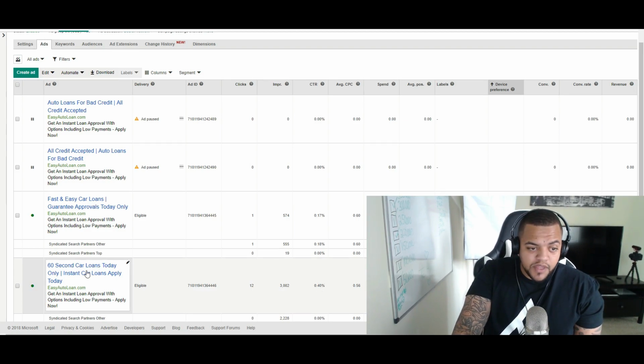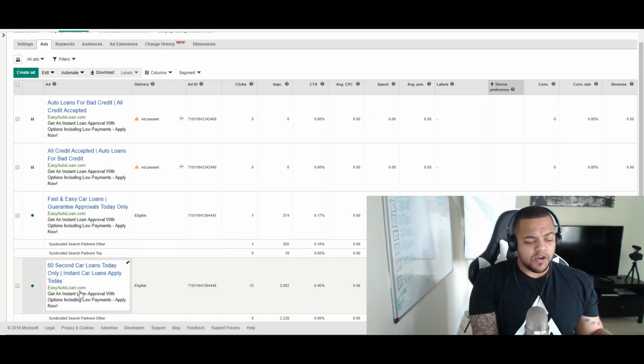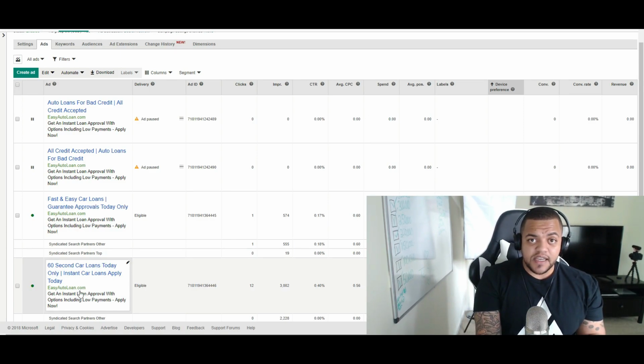0.40% click-through rate. Now look at the ad copy. 60-second car loans today only. Instant car loans applied today. So I wanted to give the customer the feel that if they apply today, they will get a car loan. But it's not going to take them 2 hours to apply. Apply in 60 seconds. That's the vibe I wanted.